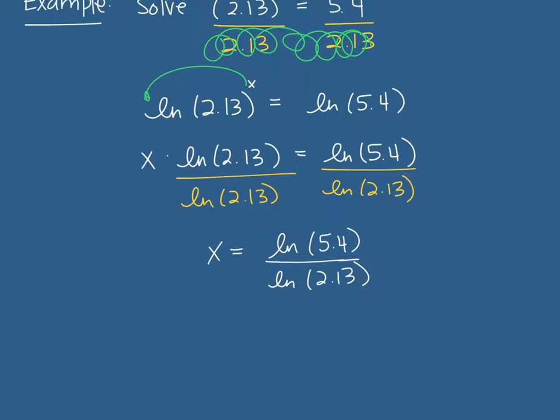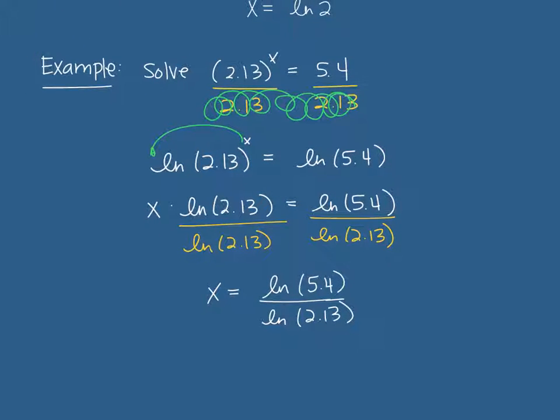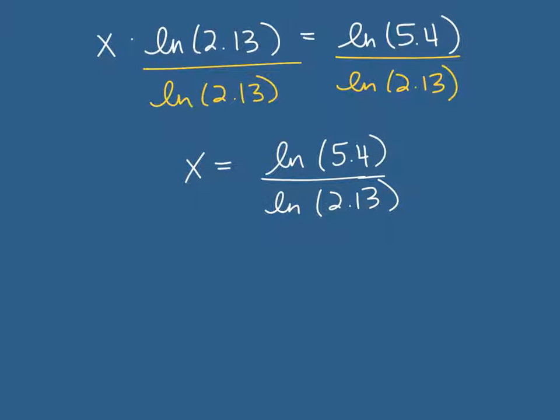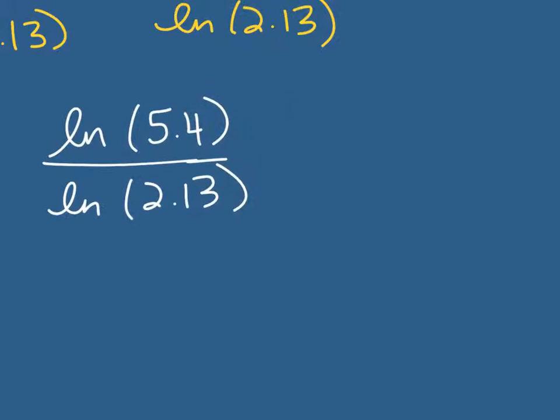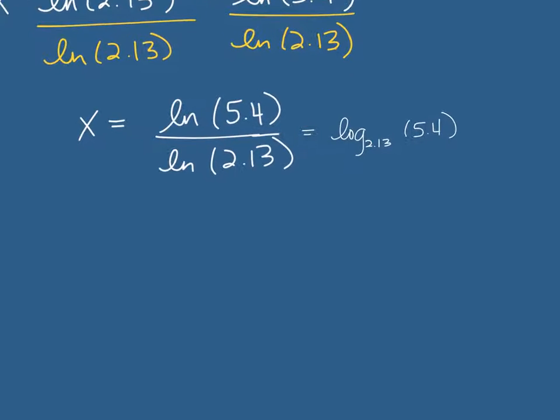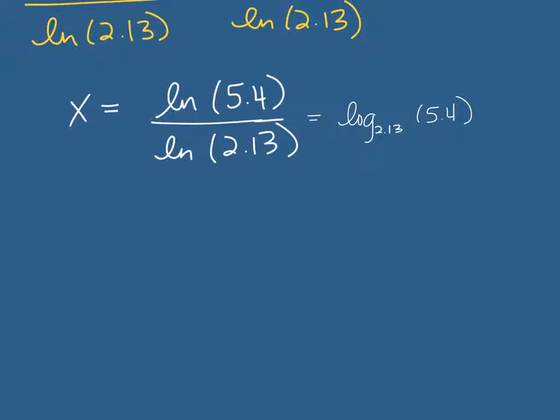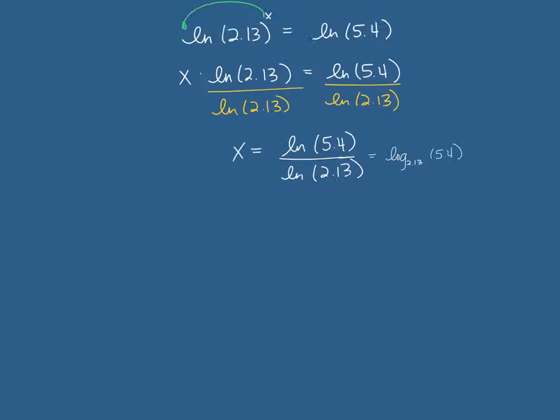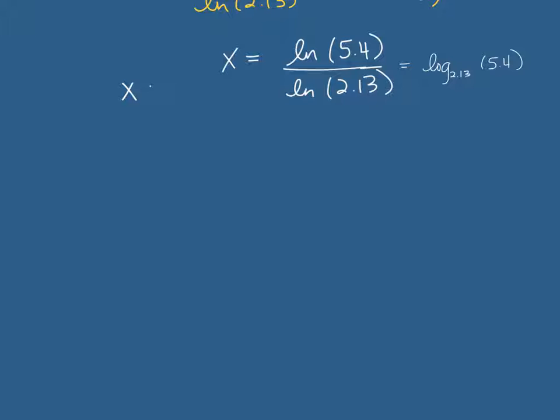Yeah? So would that also equal the log base 5.4? It could be written as, yeah, this is the base change formula, the log of 2.13, I think is what you're going for, not the log base of 5.4. But it's much preferable to write it in its natural log form. Okay, much preferable. Okay, last one.